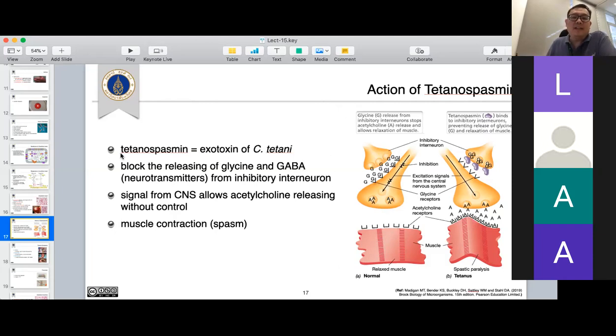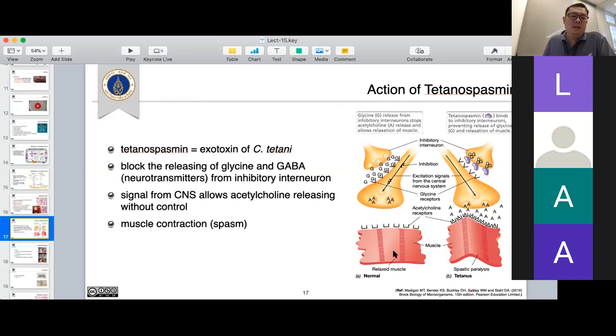But the toxin, the tetanospasmin, goes to bind the inhibitory interneuron here and blocks it so the interneuron cannot release glycine. So once the interneuron cannot release glycine, they cannot stop the impulse from the motor neuron. The impulse is sent here, and they keep releasing acetylcholine. Okay, muscle spasm. Spasm means muscle contraction that cannot be relaxed. They spasm all the time.